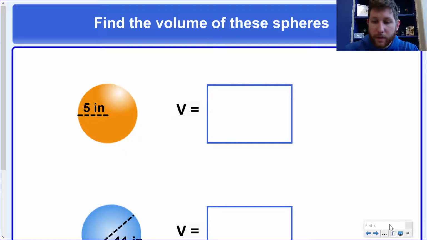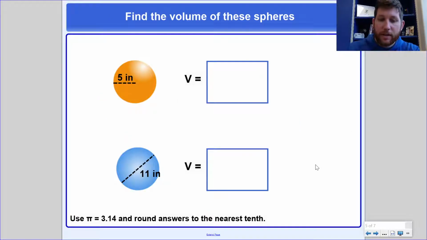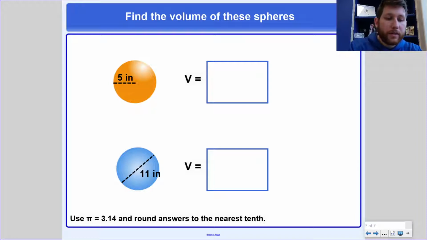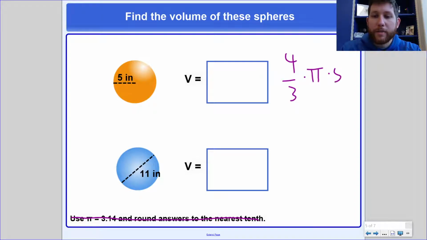So let's look at this one here. Actually, let me make this so we can see both sides. We are not going to use pi to the nearest tenth, though you could if you wanted to. We're just going to use pi. So let's set this up. It's just 4/3 times pi times 5 cubed. So 5 cubed comes out to 125, times 4/3, times pi. We end up with 523.6.